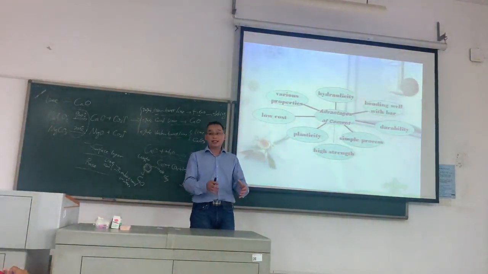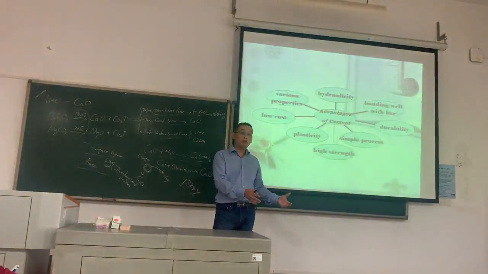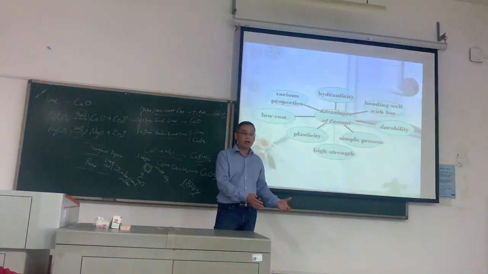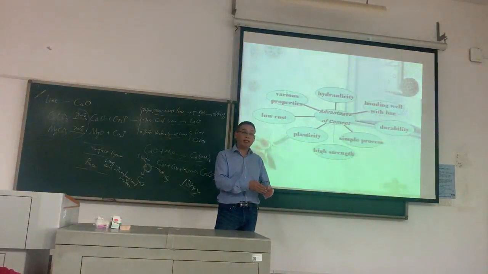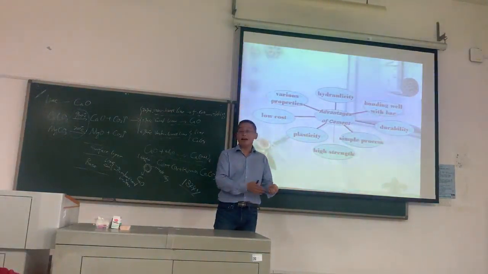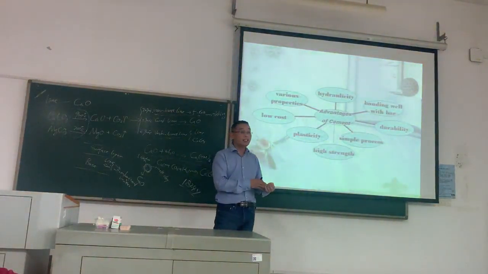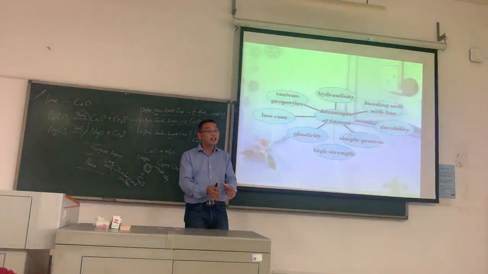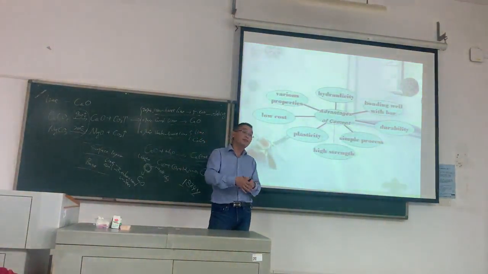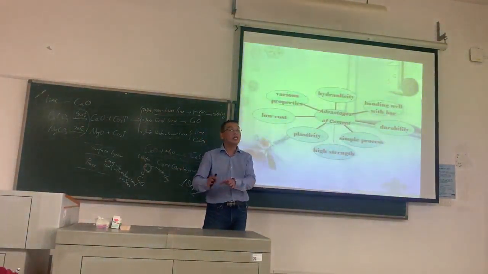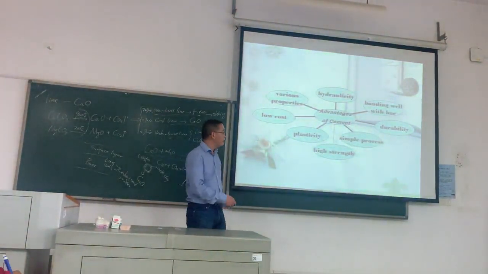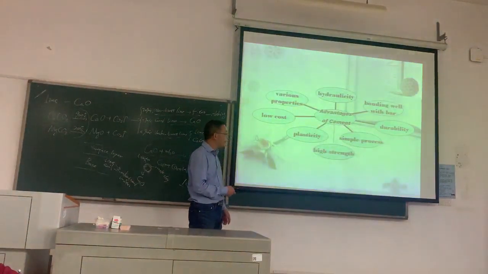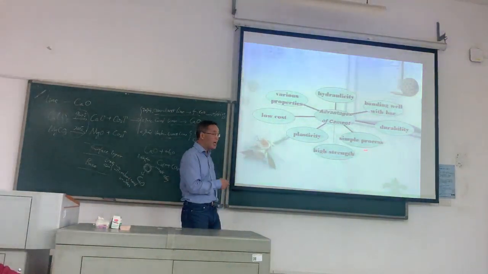And the simple process. The simple process means it is very easy for us to construct with the cement. We can just get the raw materials of the concrete, such as the cement, the water, the fine aggregate and coarse aggregate, and then put them together and mix them. It is very easy for us to construct it. So the simple process.